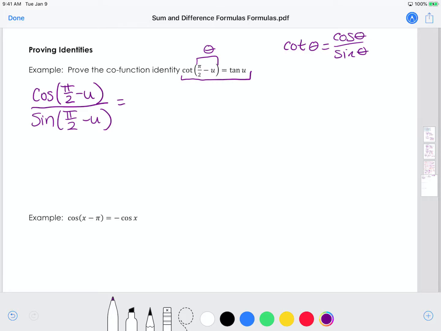And then I can use the sum and difference formulas of sine and cosine and simplify it and show you that this is equivalent to tangent of the angle u. So if you scroll back up and you look at your formulas for cosine when you have the difference of angles, that's going to be, and you want to think of this as your S and your T.